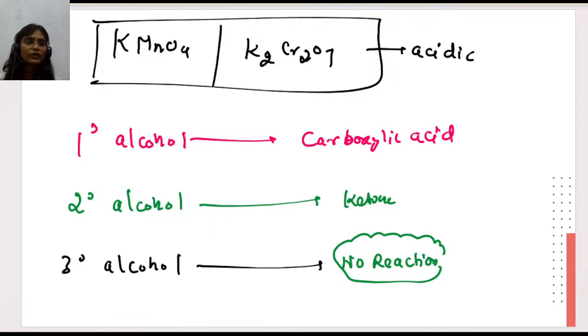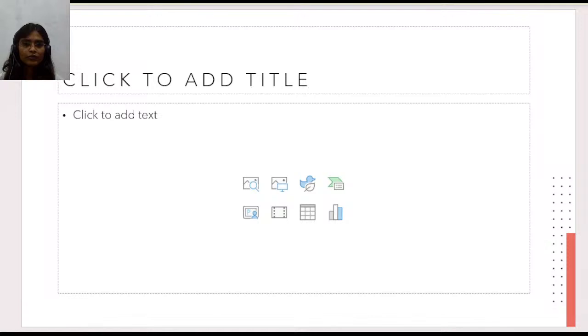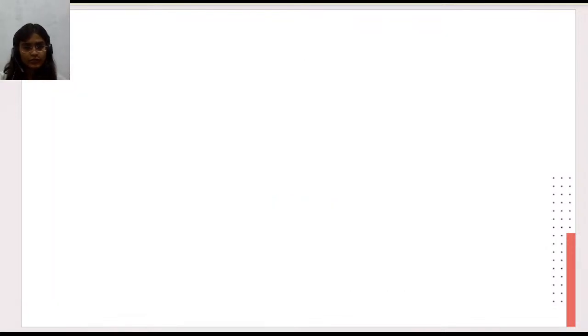The two parts are already covered, both are the same. Now let's talk about this one. It's really important, also from the mechanism point of view: Jones reagent. Obviously Jones reagent was discovered by a scientist named Jones. Now let's talk about the Jones reagent.